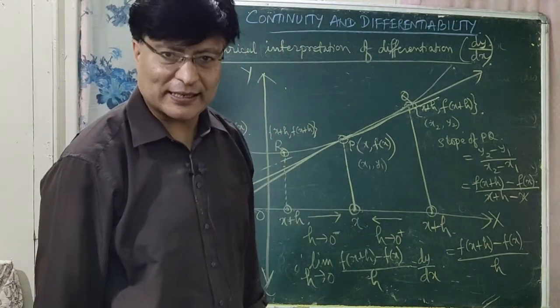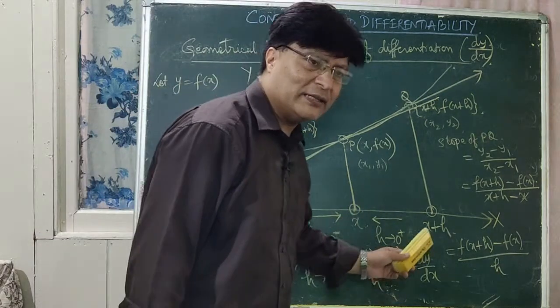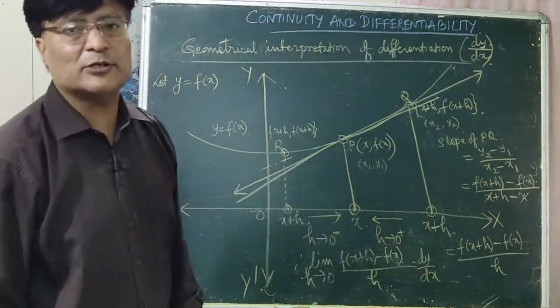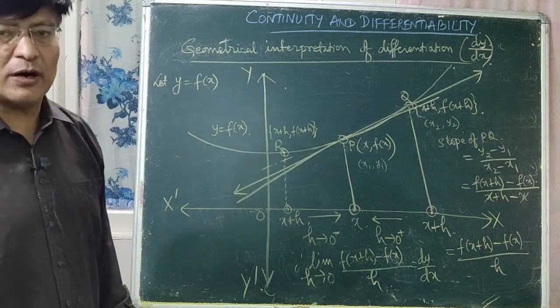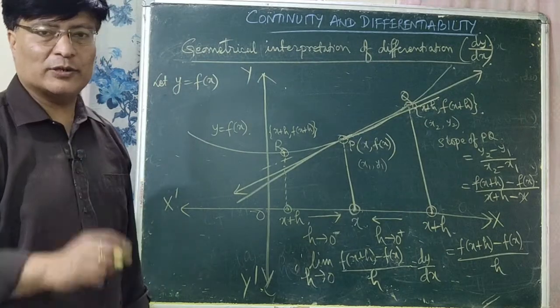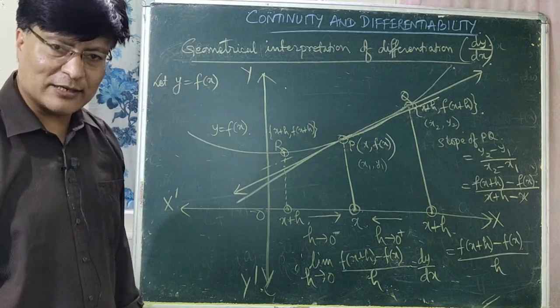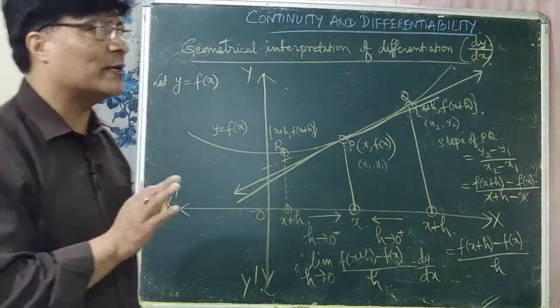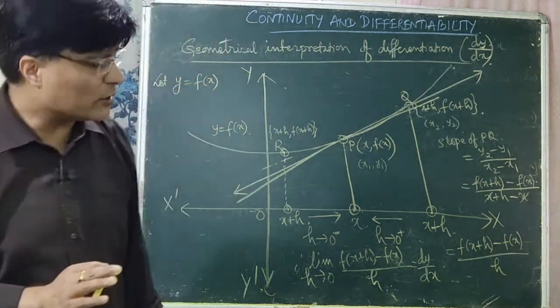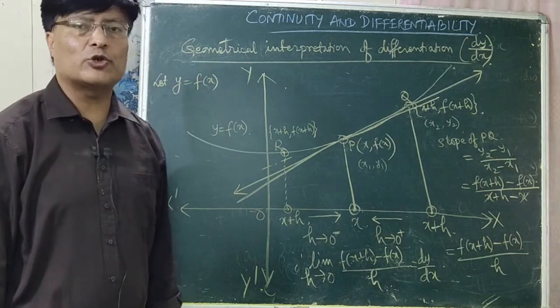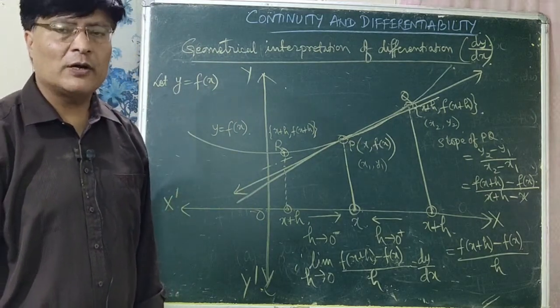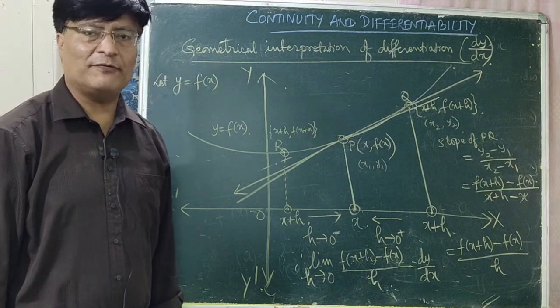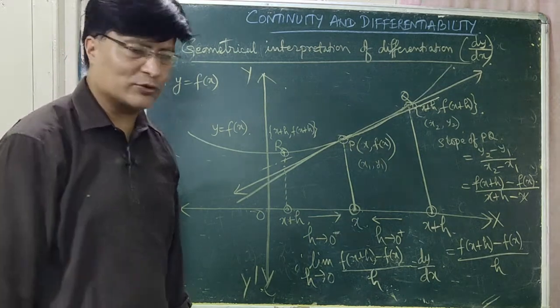Is that clear? So geometrically, this dy by dx represents the slope of the tangent to a curve y is equal to f of x. Is that clear to all of you? So geometrically, what does dy by dx represent? Geometrically, dy by dx represents the slope of a tangent to a curve y is equal to f of x.